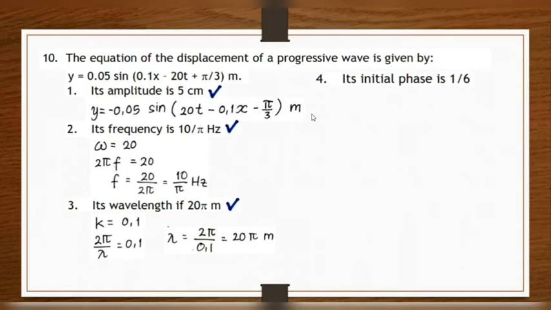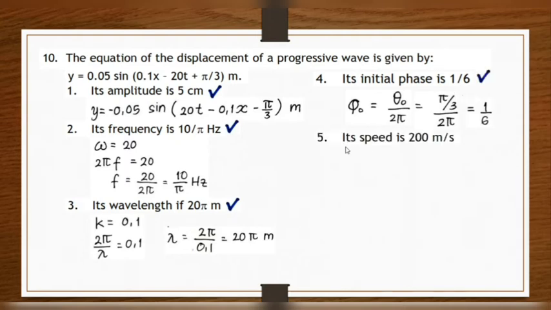The fourth statement is about the initial phase. We can see here that the initial phase angle is pi over 3. So phi 0, the initial phase, is equal to the initial phase angle divided by 2 pi. It is pi over 3 divided by 2 pi equals 1/6. So this statement is also correct.